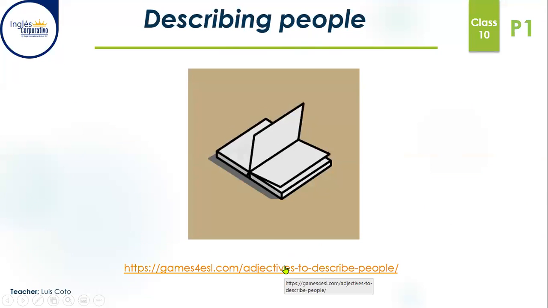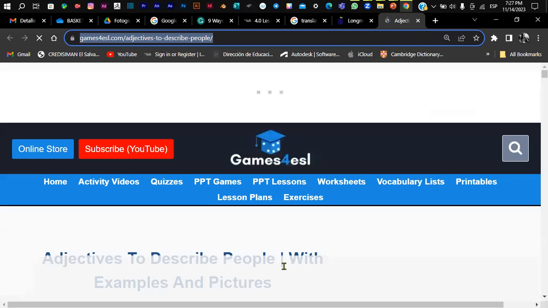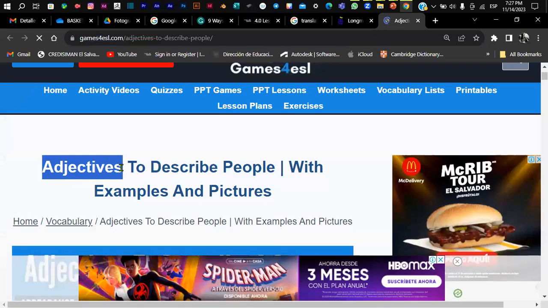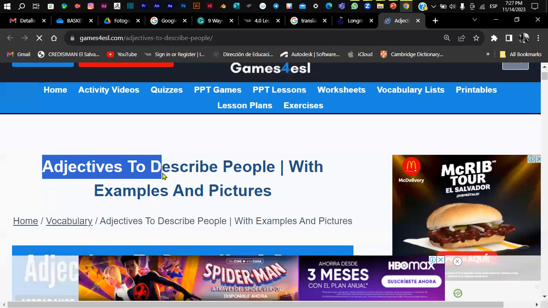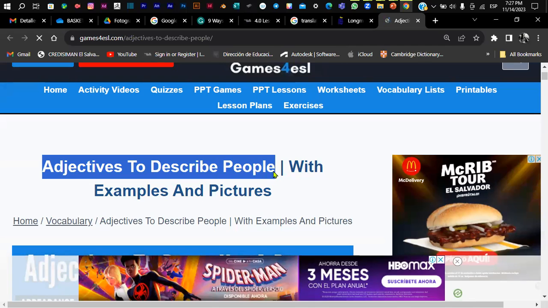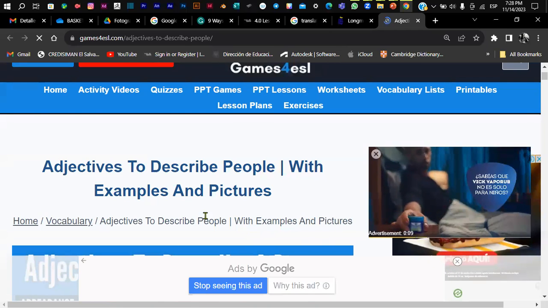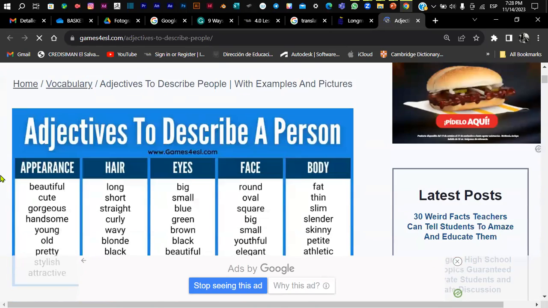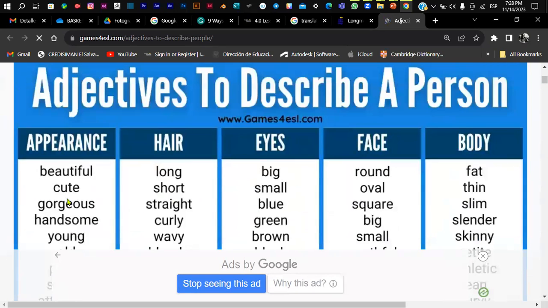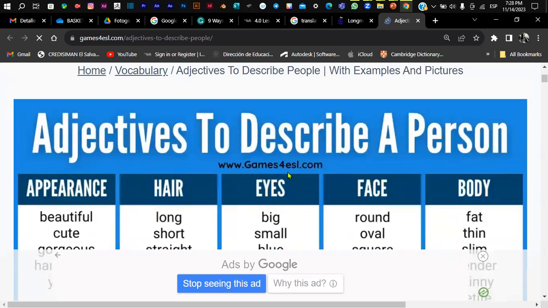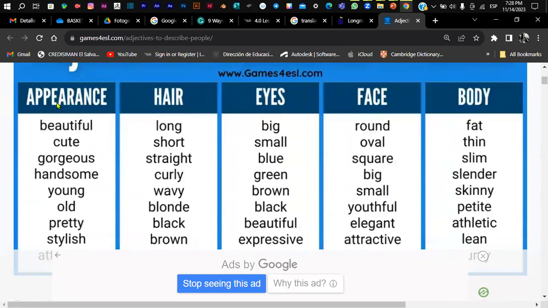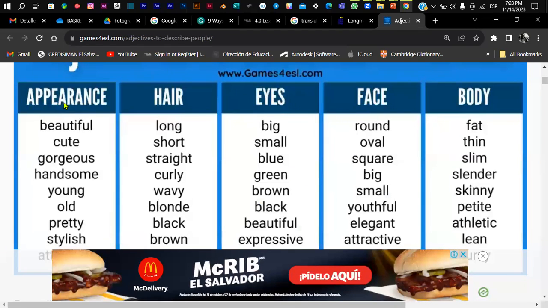Okay. Let's check the link in order to see the topic. Check. Can you read it? Adjectives to describe people. Examples in pictures. Okay. Very good. Let's check. In this website, you have adjectives to describe a person. The first adjectives are about what? Appearance. What adjectives are suitable for appearance? ¿Cuáles puedo usar para describir appearance?